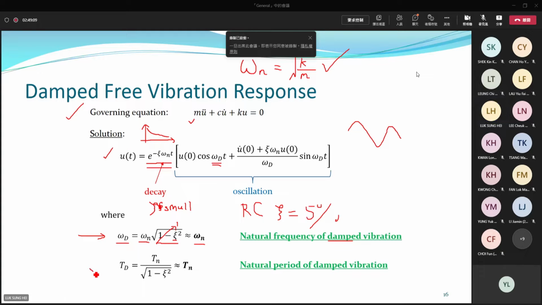Period, you have a similar relationship. The damped period is equal to the natural period over the square root of 1 minus the damping ratio squared. But for small damping, you can set them equal to each other for easy calculations. For a small damping ratio, you can simplify the equation a little bit.